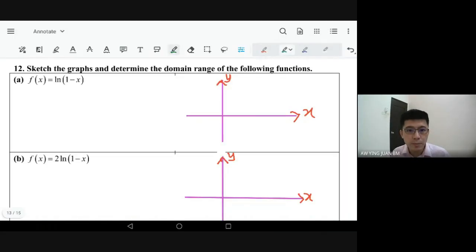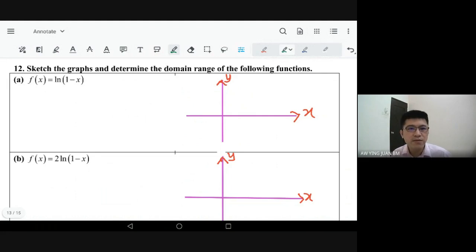So sila rujuk BPT ya, question 12. So soalan masih sama, iaitu sketch the graph and determine the domain and range for the following function. So untuk contoh ini tidak perlu cari inverse. Kita hanya fokus tentang logarithmic function. So biar saya demonstrate ya macam mana nak dapatkan graph untuk ini. So teruskan.